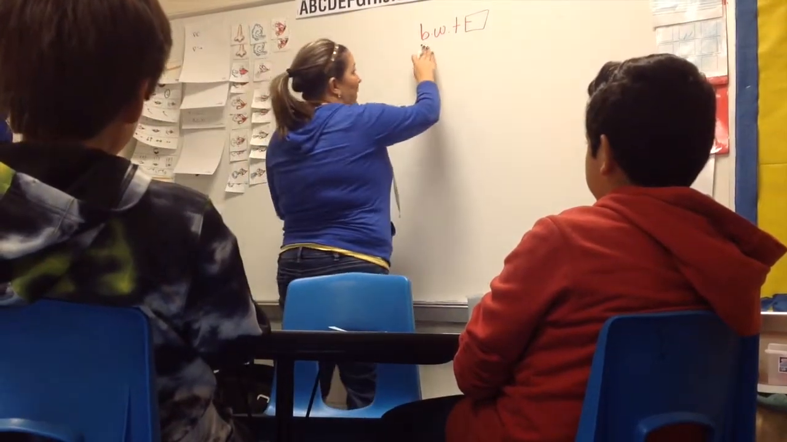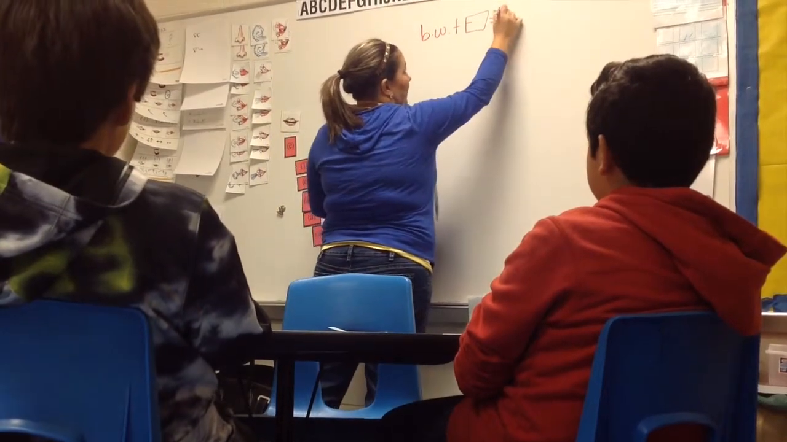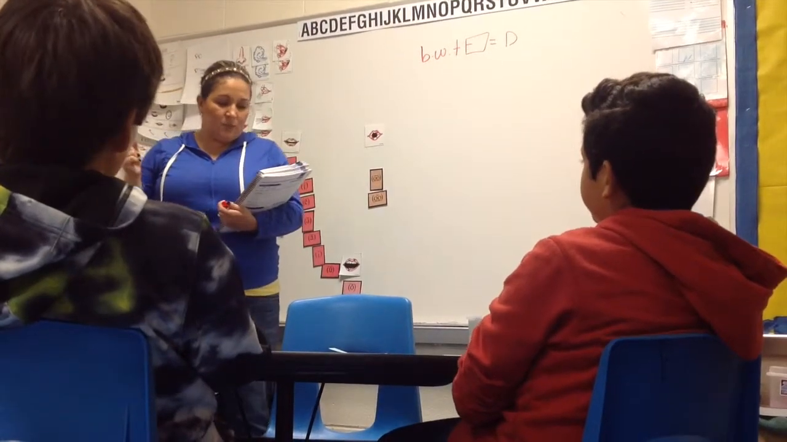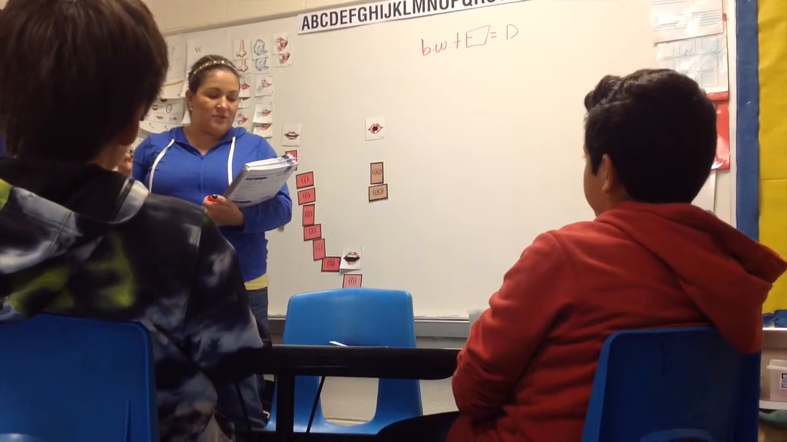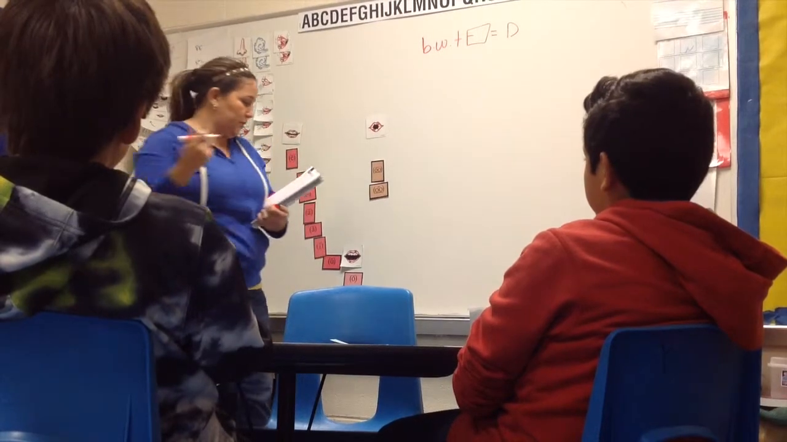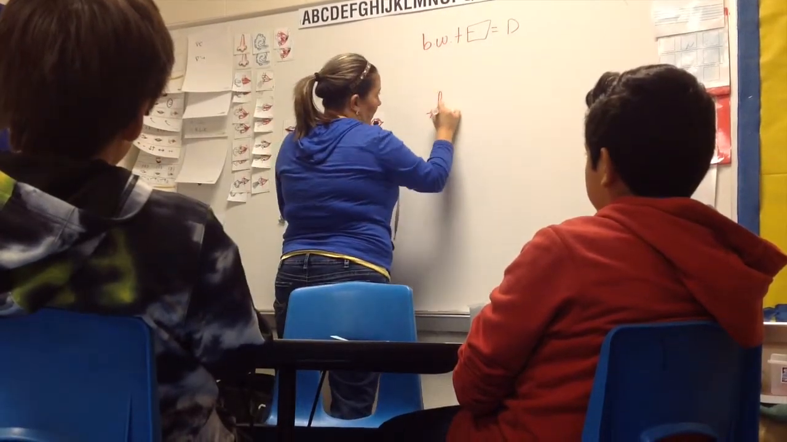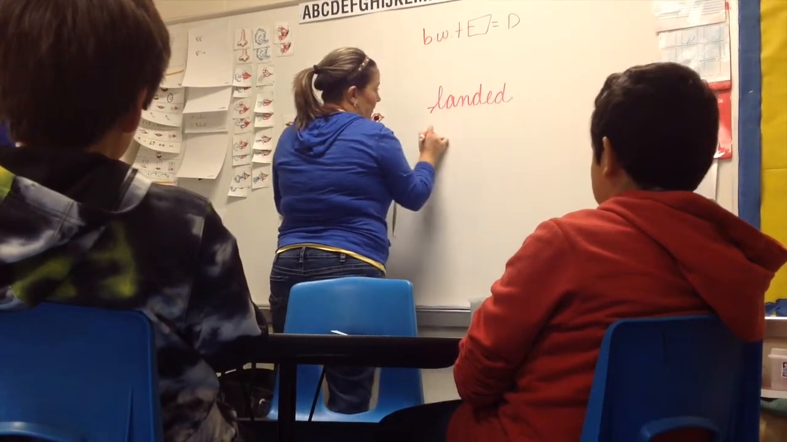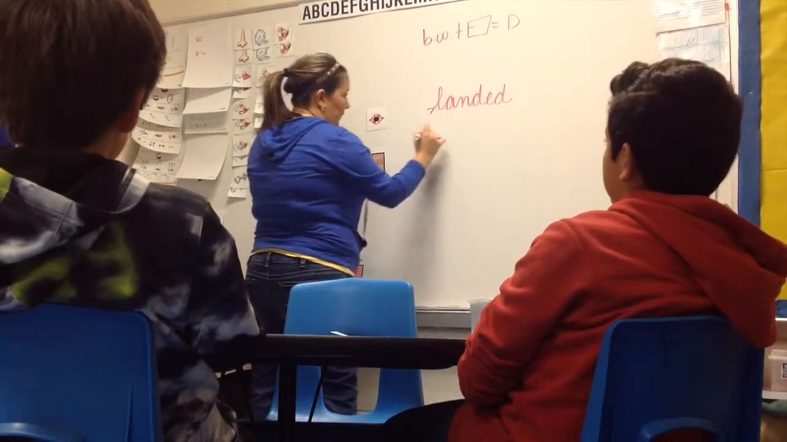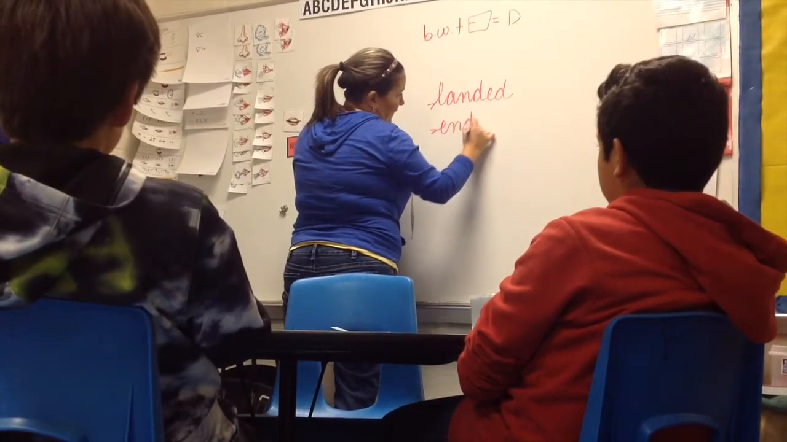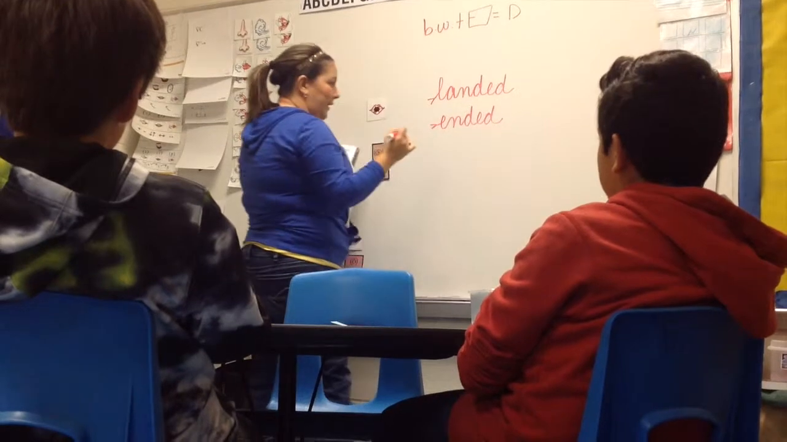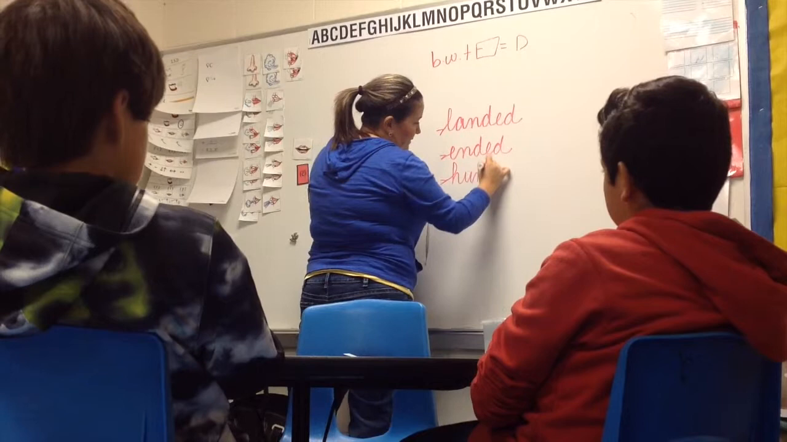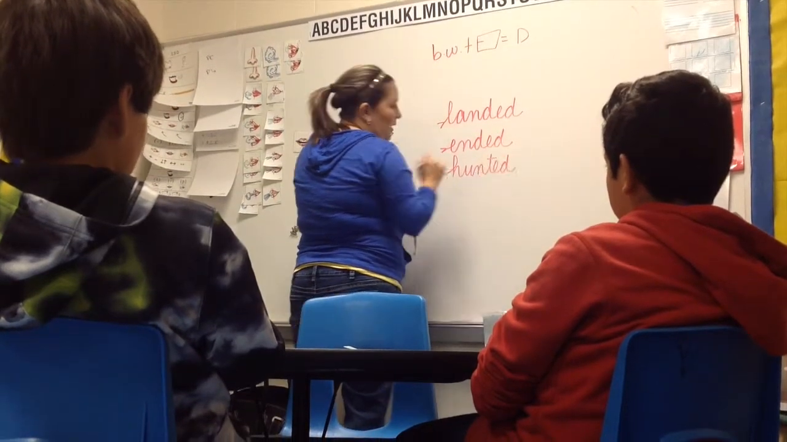We also know that a base word plus a suffix equals a derivative. I'm going to write some words on the board. Tell me what letters you see alike at the end of all these words. L-A-N-D-E-D. Landed. E-N-D-E-D. Ended. H-U-N-T-E-D. Hunted.